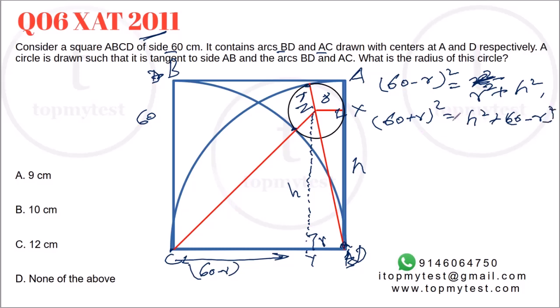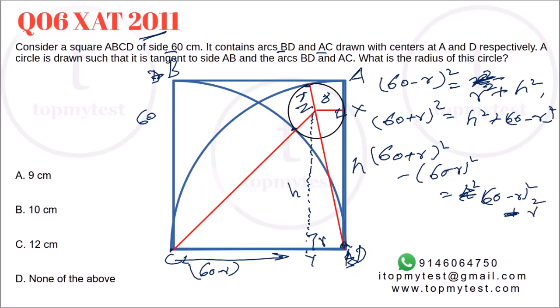Now we need to find the value of r. So just subtract one from the other. If you subtract one from the other, it will eliminate h. So 60 plus r whole square minus 60 minus r whole square should be equal to h square, h square will be gone. So a plus b whole square minus a minus b whole square will be 4ab. So 4 into 60 into r will be equal to 60 plus r whole square minus 60 minus r whole square.